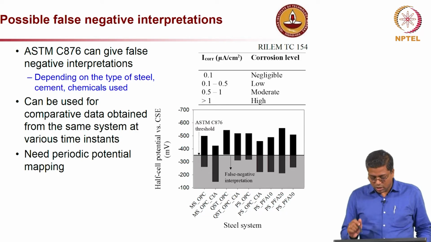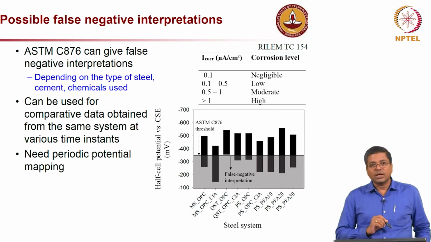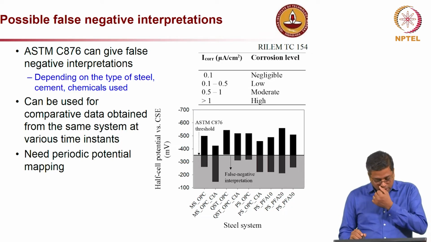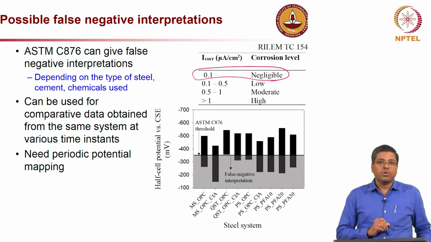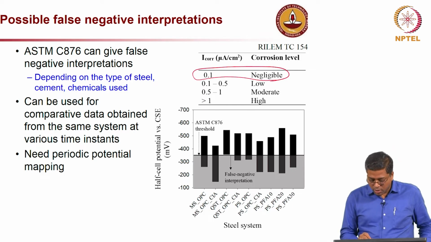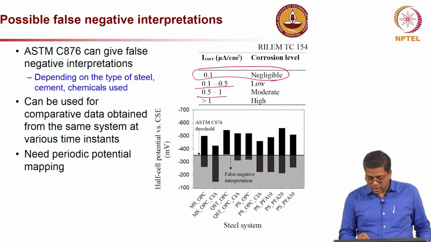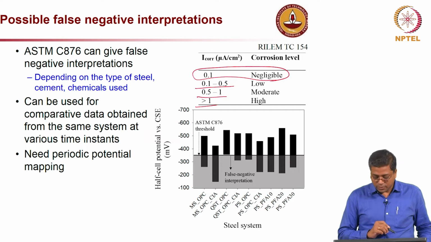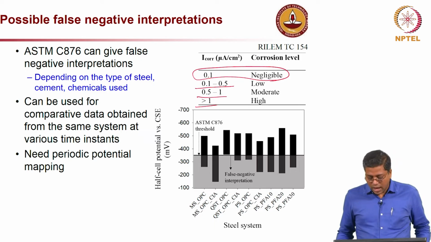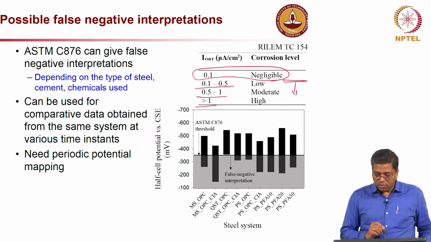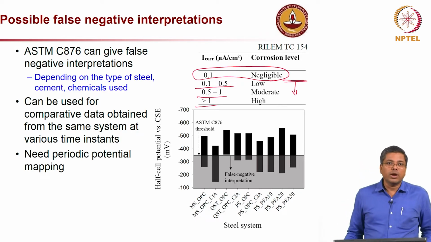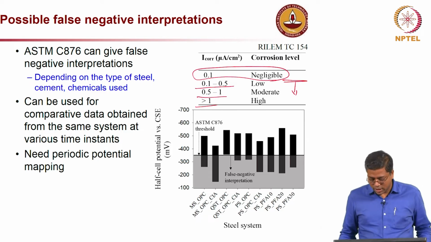As you see on the top right, this is a RILEM recommendation which basically says corrosion level can be considered negligible if the corrosion rate is below 0.1 microamp per centimeter square, 0.1 to 0.5 can be considered low, 0.5 to 1 moderate, and greater than 1 high. So if we consider 0.1 and above as active corrosion, and less than 0.1 microamp per centimeter square, we say there is no corrosion happening.